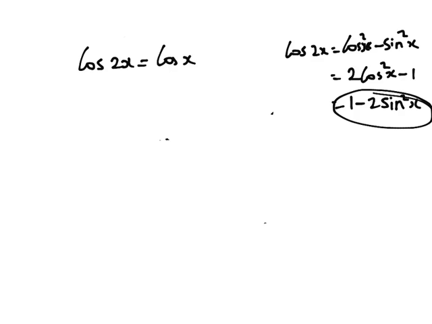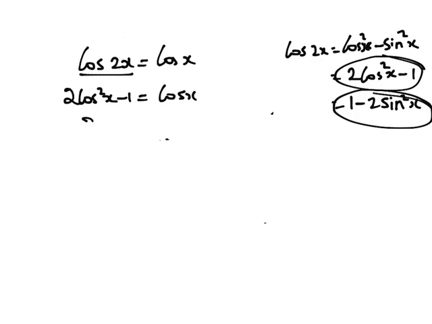Then how do you solve this? Now what you need to do is, instead of cos 2x, you'll use this formula, 2 cos squared x minus 1. So 2 cos squared x minus 1 equal to cos x. That means 2 cos squared x minus cos x minus 1 equal to 0. Then here you get a quadratic equation in cos x.